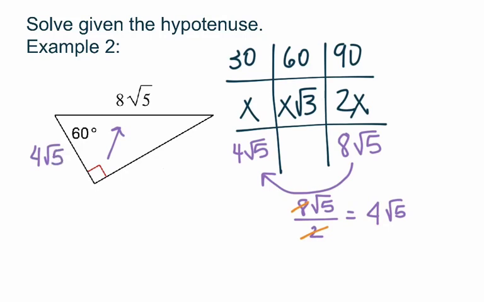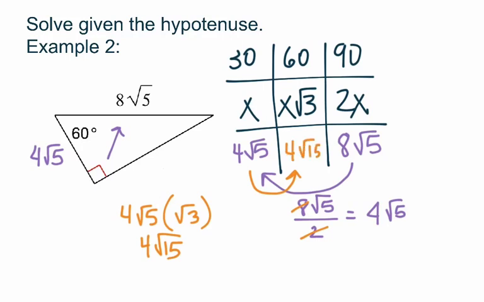Okay, and then from there we're going to then solve for the 60-degree column. Okay, so we are going to multiply now by square root of 3. So we have 4 square root of 5 times square root of 3. So when we multiply that, 5 times 3 is 15. So that's going to be our answer. We can't simplify that. So 4 square root of 15.